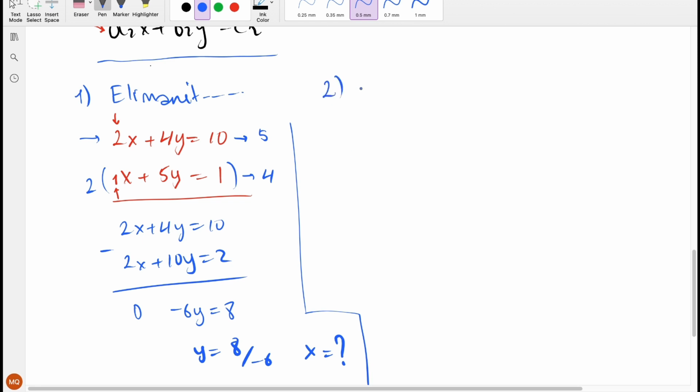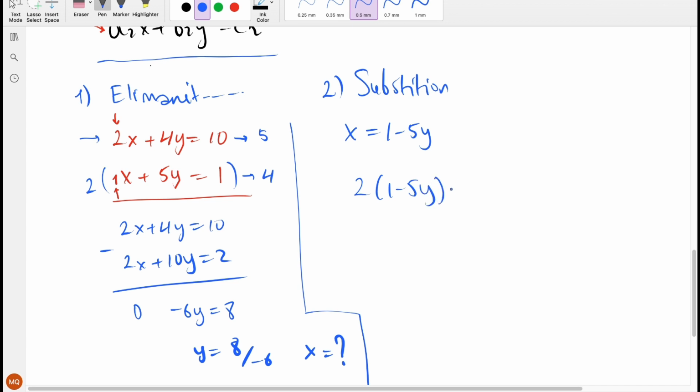Okay, the second method is called the substitution method. Let's look at the substitution method. For the substitution method, you have to find one of the variables in terms of the other one. From the second equation, we can say that x is equal to 1 minus 5y. Then you have to write this 1 minus 5y in the first equation.